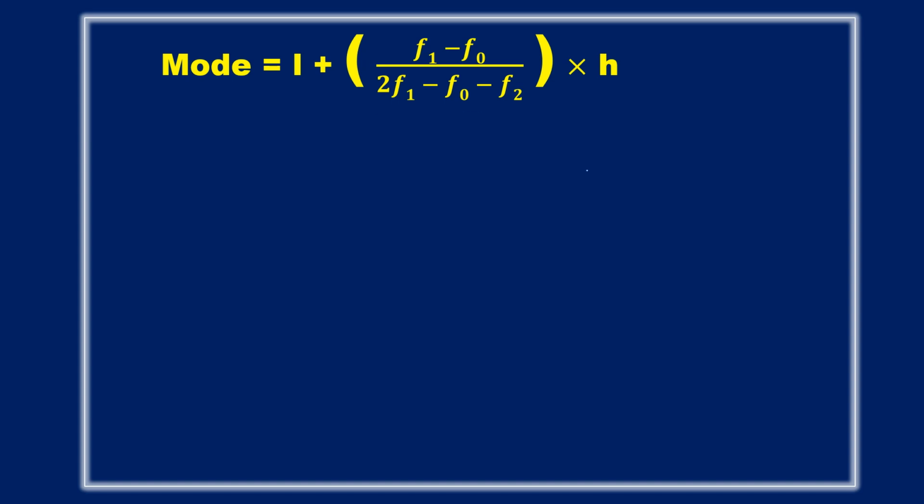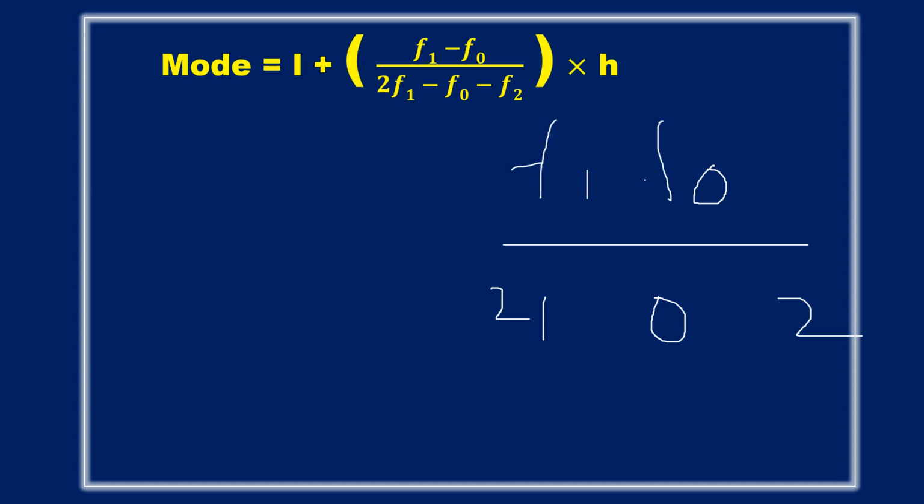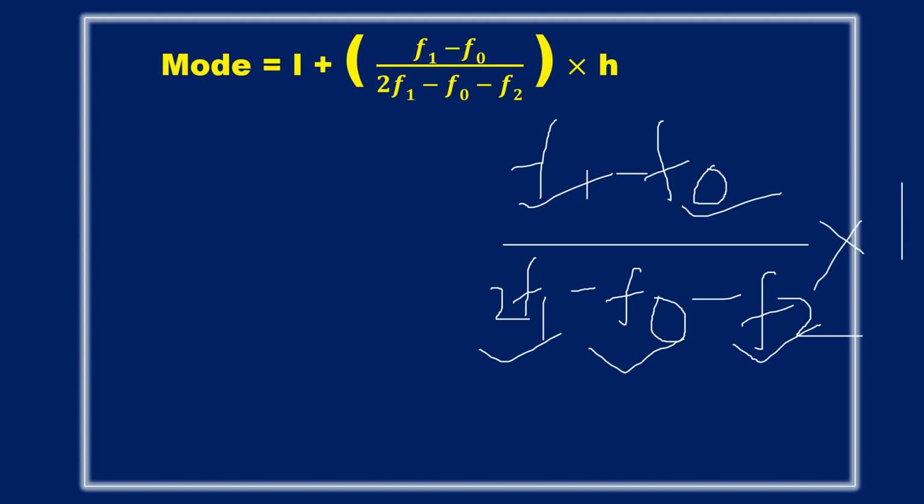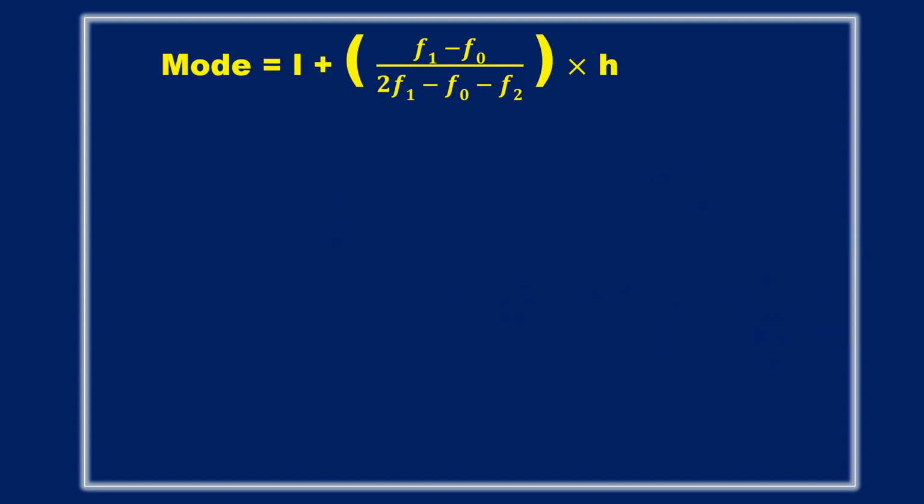I'll tell you an easy way to remember. Just write 10 by 10 first. Then you put 2 here and here 1, 2. Combine 2 and a different 2. Now put all F1, F0. Here you write F, and here you write F, and here you write F. In between you put all minus. So now you can read it: F1 minus F0 by 2F1 minus F0 minus F2 into H, and here it is plus L. That's it. Easy, right?